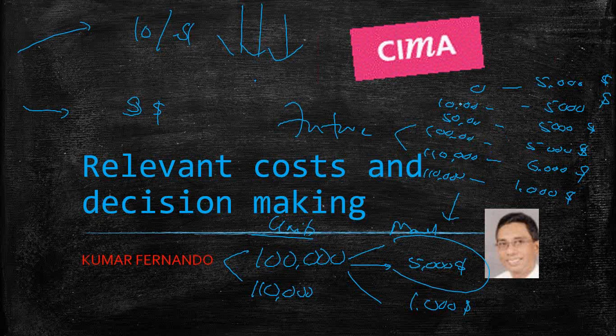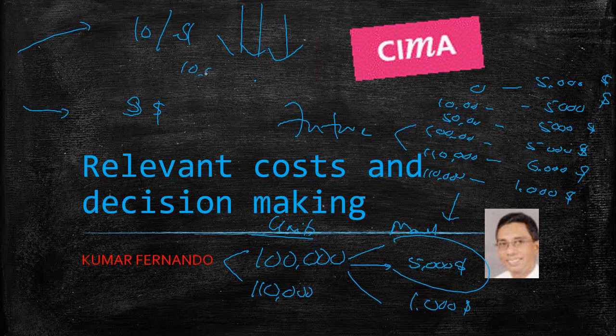But the moment Sam exceeds 100,000 and sells 110,000, there's a relevant cost of $1,000. So an extra cost of $1,000. So I have to compare that with the profit that I'm going to make by selling an extra 10,000.